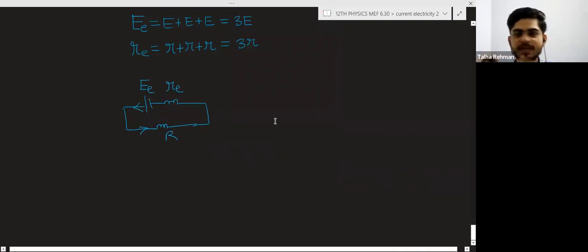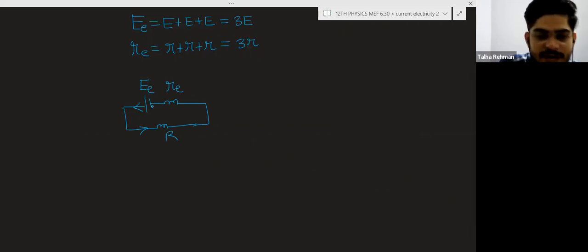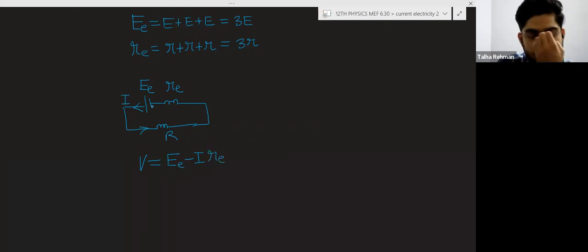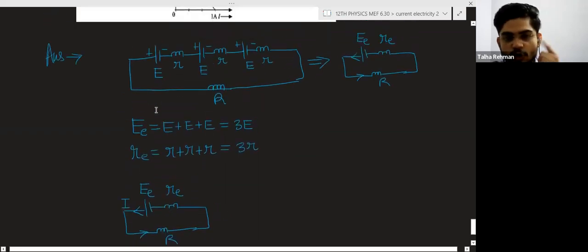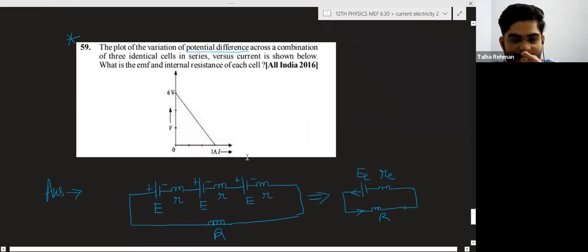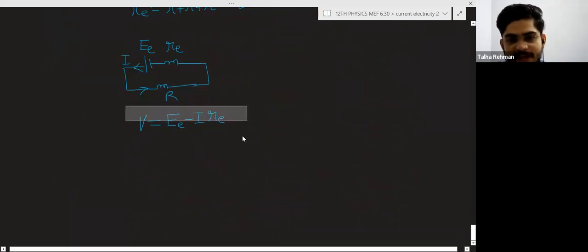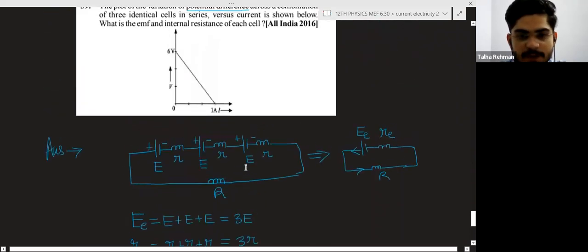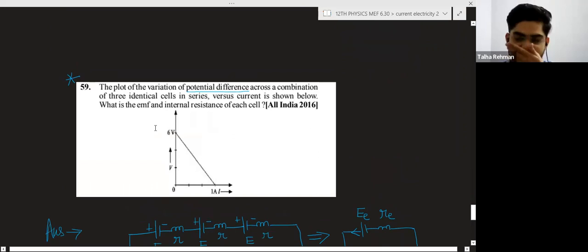Now we can write the potential difference across the terminals of the cell. This cell is discharging. So I can write the potential difference V is equal to E equivalent minus I into R equivalent, supposing current I is flowing. So this is the equation you have now. Basically this graph is plotted with the help of this equation. So now just see the graph.